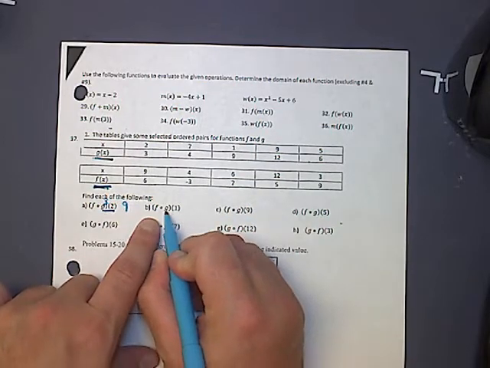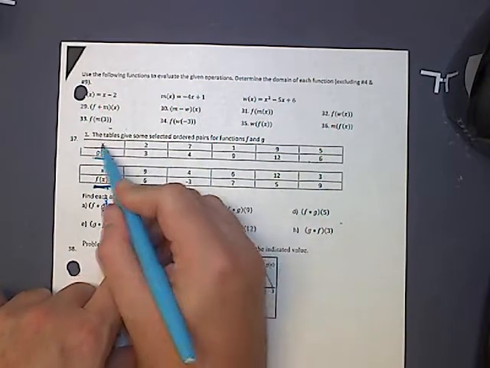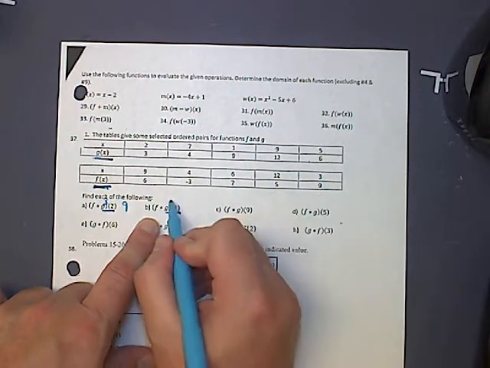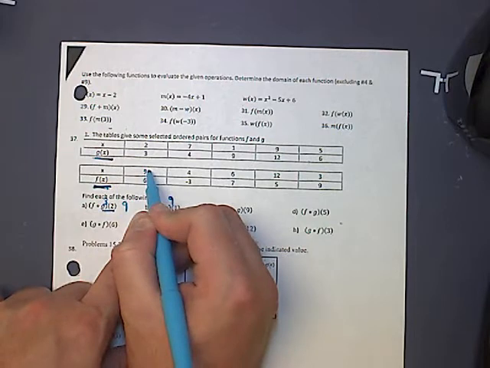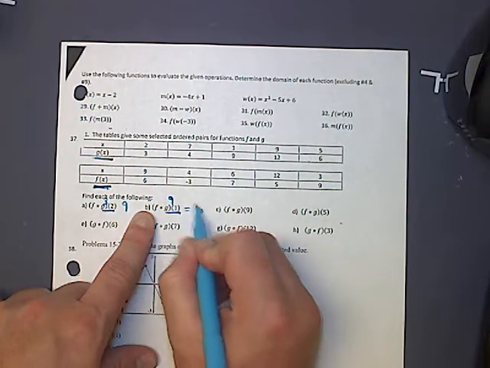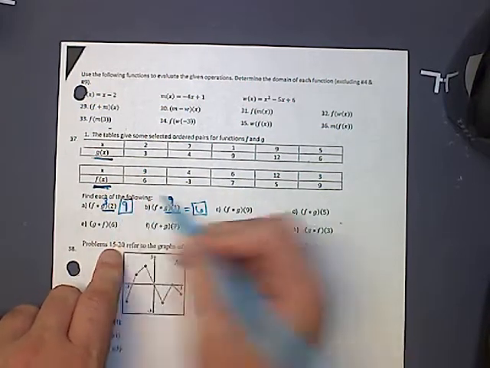This is G of 1. Go to the G table. Find the value of 1, which is 9. Now I'm going to do F of 9. F of 9 would be equal to 6. That is my final answer.